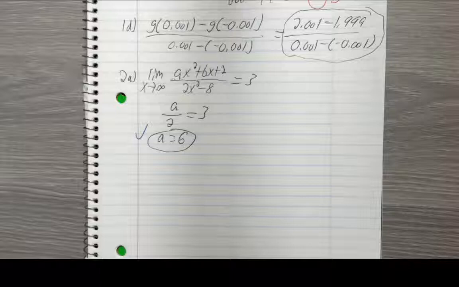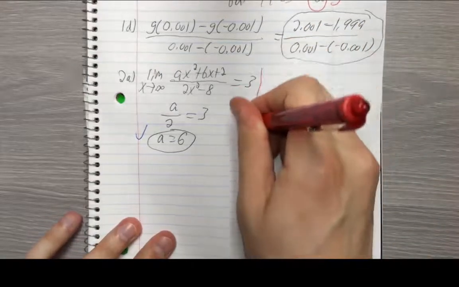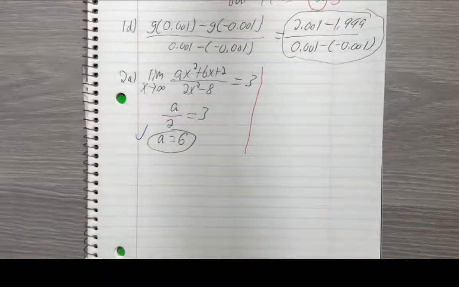All right, next thing we want to figure out is use this idea of a removable discontinuity. In order for there to be a removable discontinuity, we have to find the points where the numerator and the denominator are both equal to 0. We want to find what value of x makes those both equal to 0.